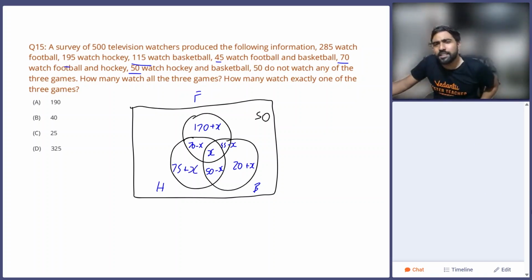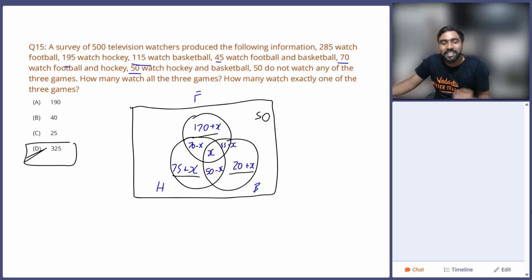Now if you look at this, the people who are watching exactly one game, so that's 170, 190 plus 75, 265. So I already have that. The only option which is more than 265 is option D, 325. Directly 325 will be the answer. I don't even have to find X.